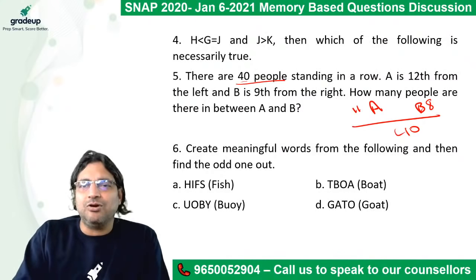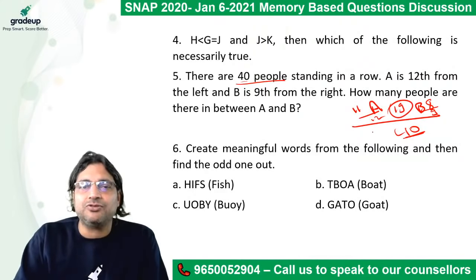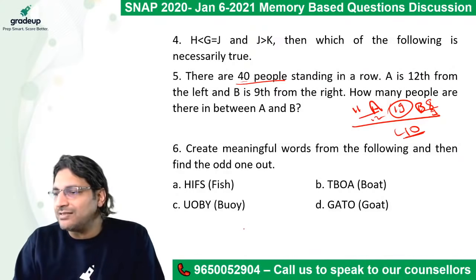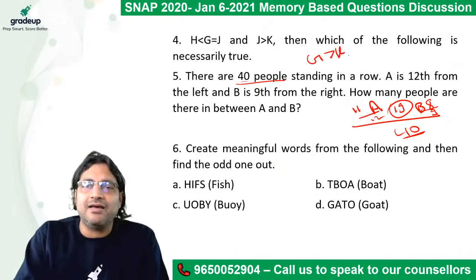Because look, you have 12 people here, 9 people here. If B were to the left of A, the total number of people would certainly be less than 19 plus A, 12 plus 9, 21. But since the number of people is 40, A has to be to the left of B. So 12 people here, 9 people here, 21, so in between there must be 19 people. So 19 was the answer. Absolutely. So G is greater than K was the answer in the previous question.